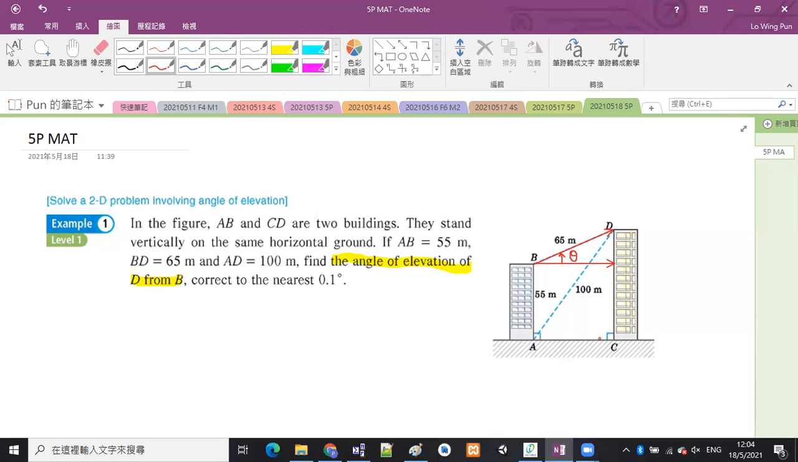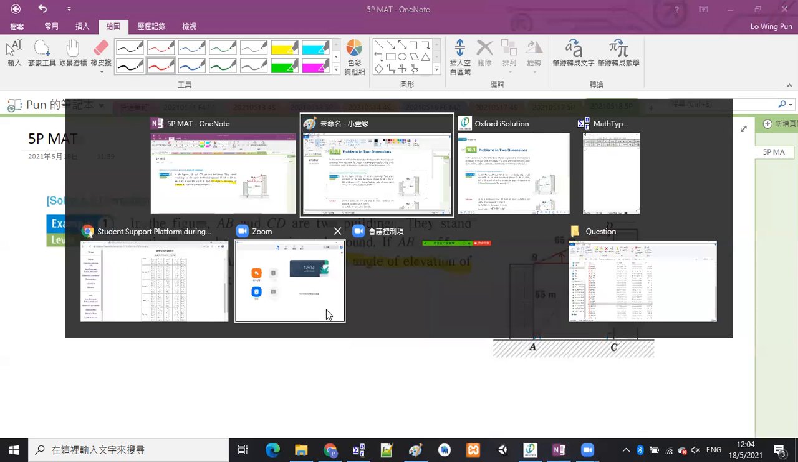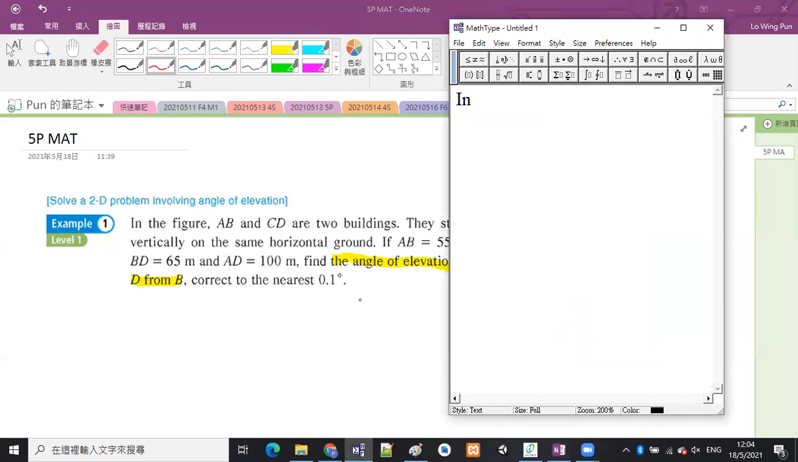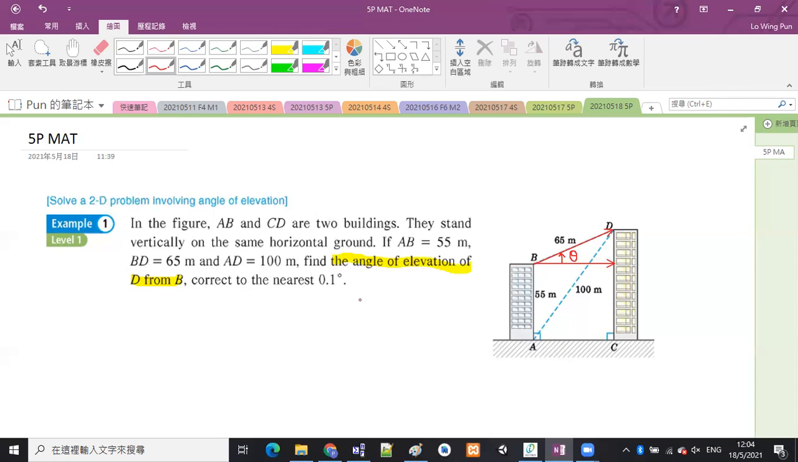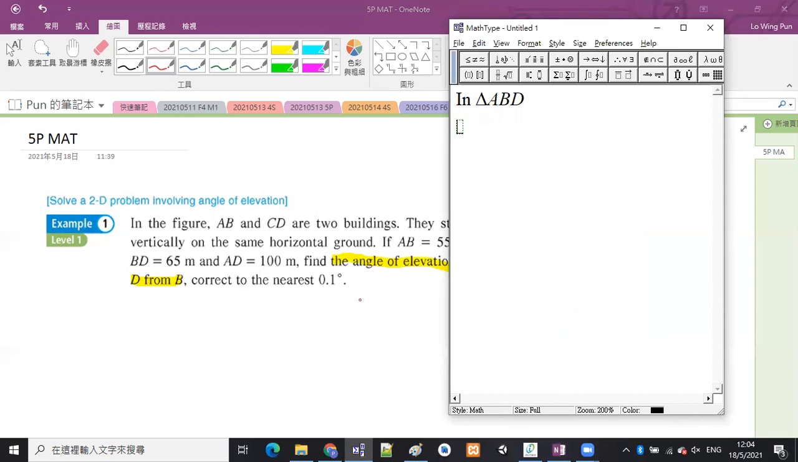Okay, so let us do this now. So in triangle ABD, I have 3 sides. There is no pair of corresponding length and angle. So we cannot use sine formula, right? We cannot use sine formula. So we have to use the cosine formula to find an angle. So it will be like this.